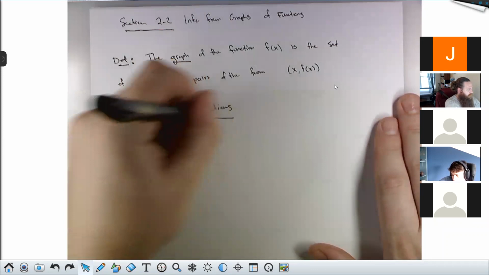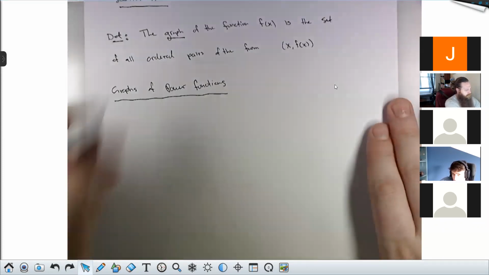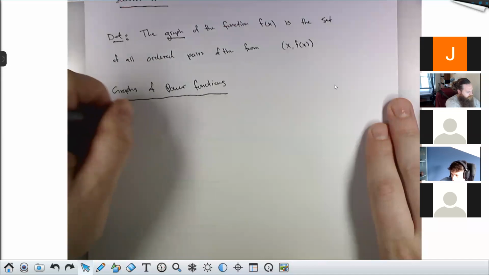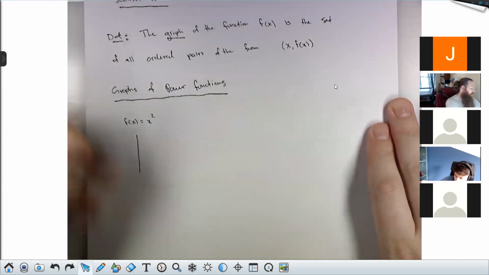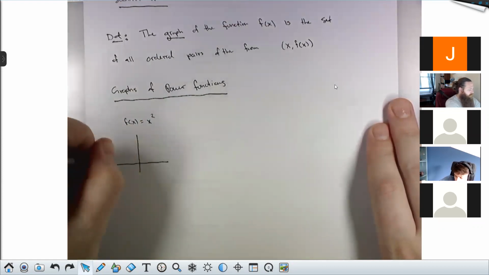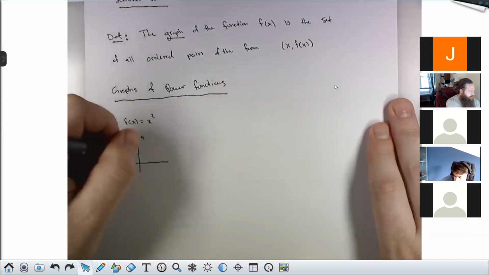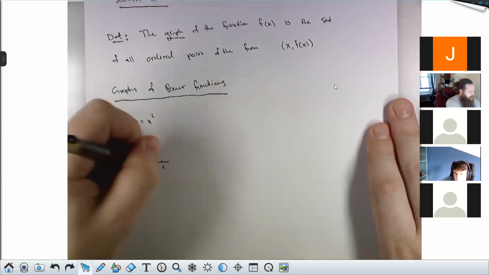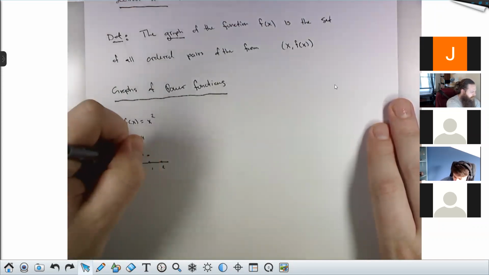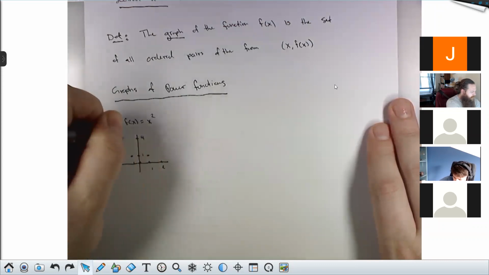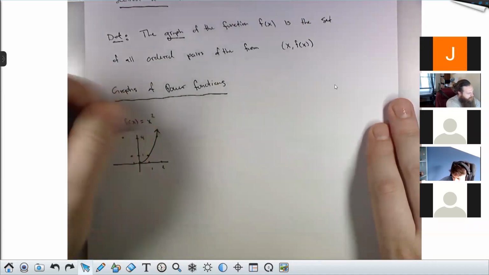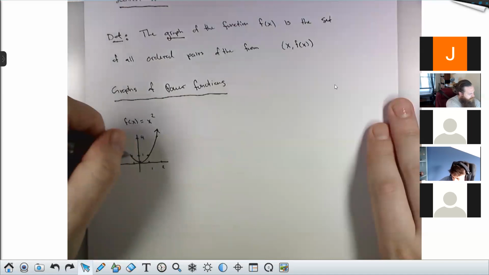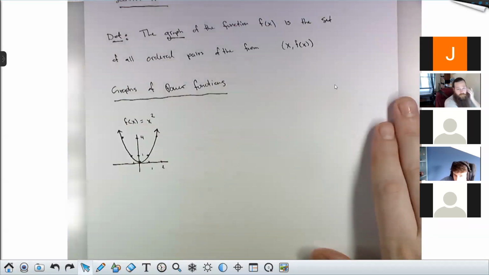Here are some graphs that you need to know. The squaring function, f of x equals x squared. This is your classic parabola. Pretty sure everybody knows this guy.